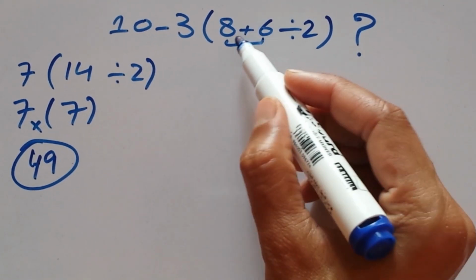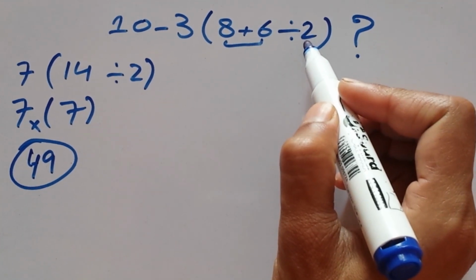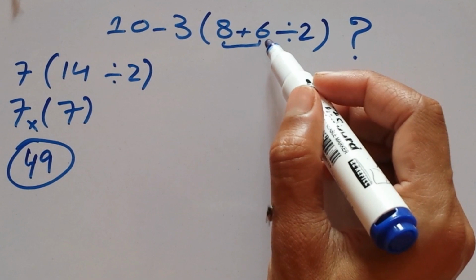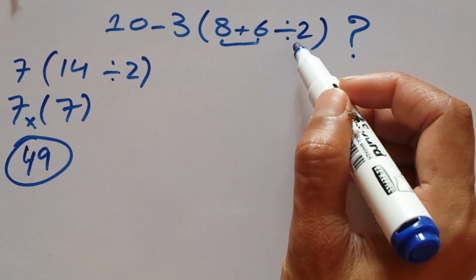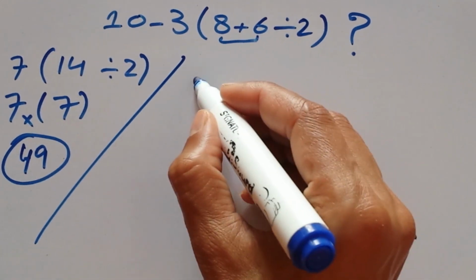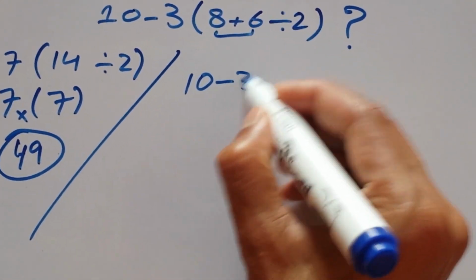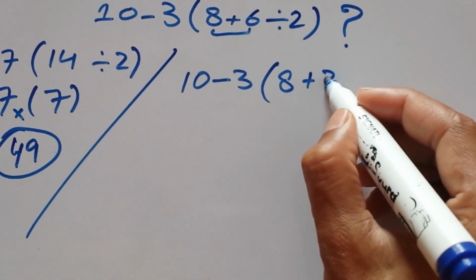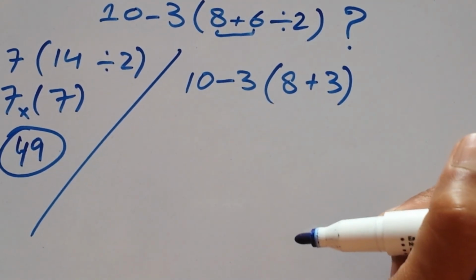Inside, 8 plus 6 divided by 2, right? So do division first. So 6 divided by 2 equals 3, right? So (10 minus 3) and (8 plus 6 divided by 2) becomes (10 minus 3) and (8 plus 3), right?